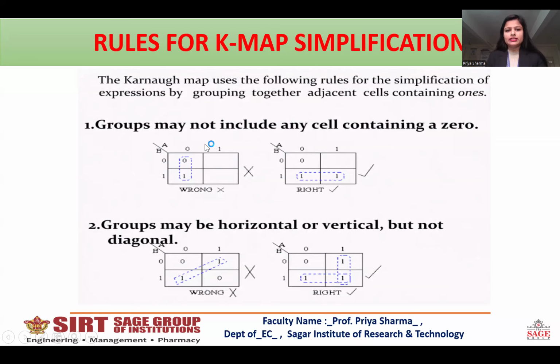The first rule is the group may not include any of the cells which contain zeros. From the truth table, we can write the ones and the zeros in the K-map, and we can group only the ones. The second rule is that a group may be horizontal or vertical, but not diagonal. As you can see, these ones are in diagonal position, so you cannot group these. You can only group either horizontally or vertically.